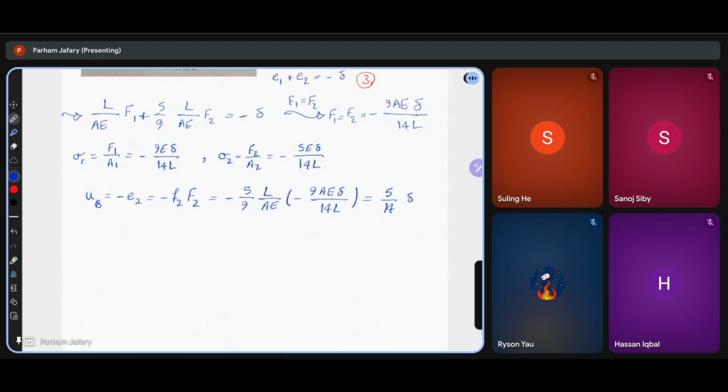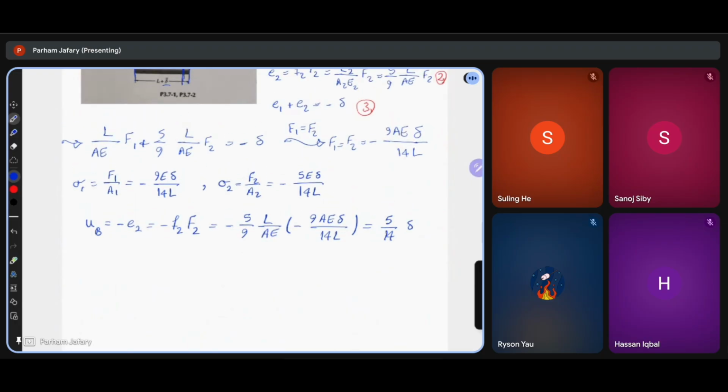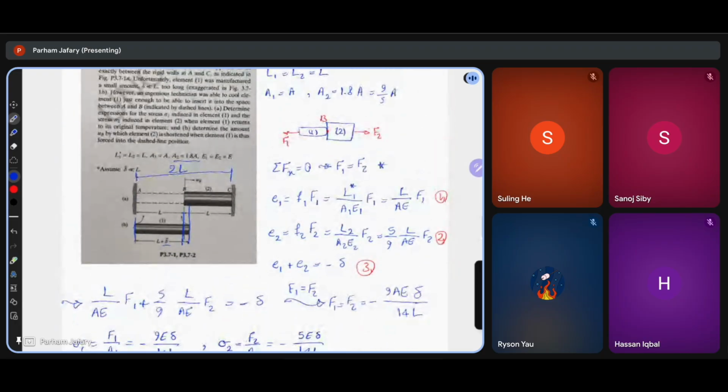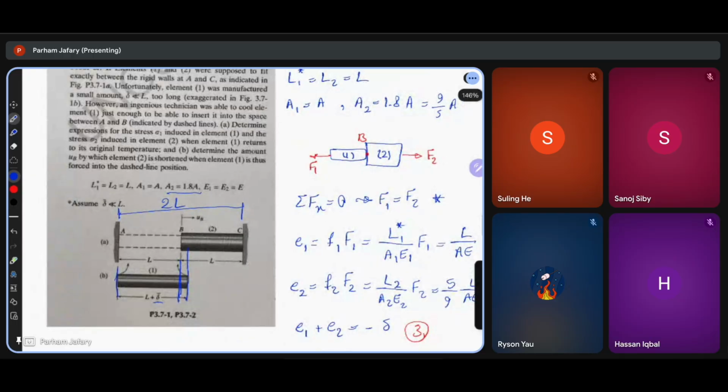Because they have different cross sections, different areas. So the area is given here. A2 has an area of 1.8 times A. So they are saying to assume the area of the first element is A, and the area of the second element is 1.8 times A.